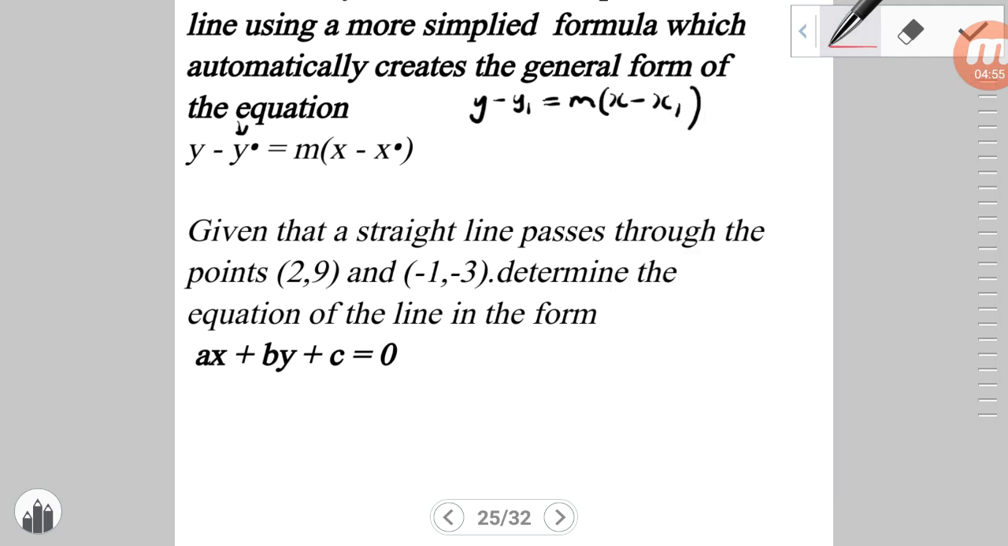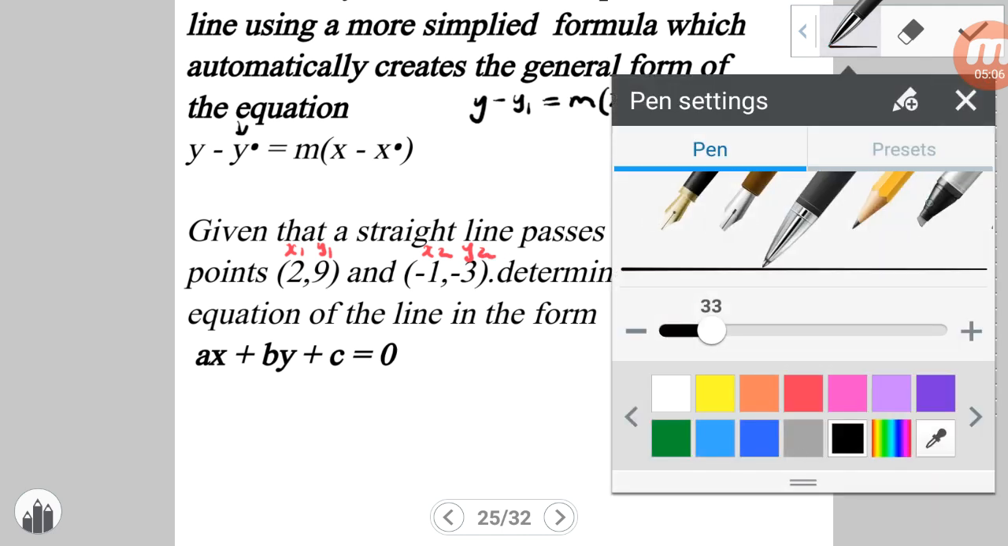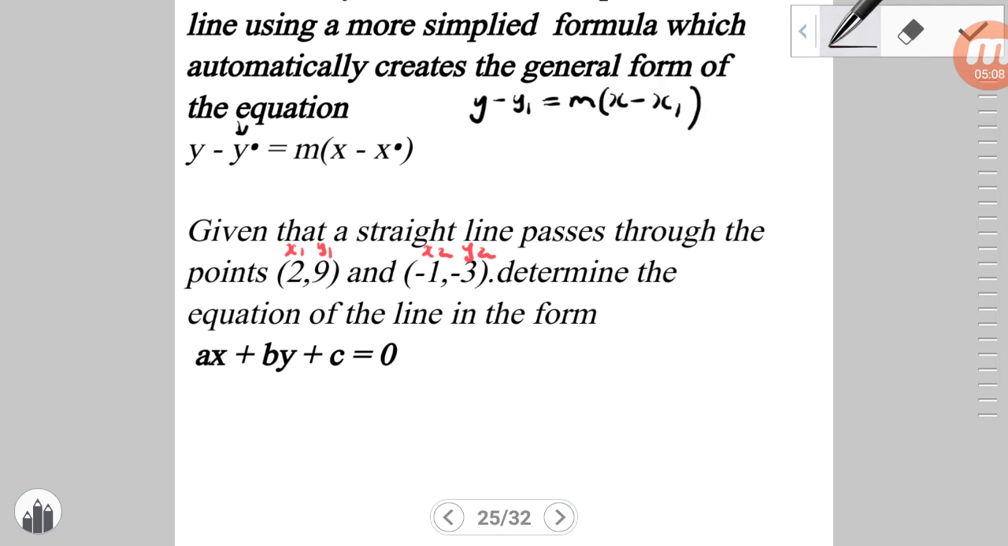This is going to be x1, y1 and x2, y2. That's the first thing we get about doing, guys, labeling our points. Now let's get into finding the gradient.